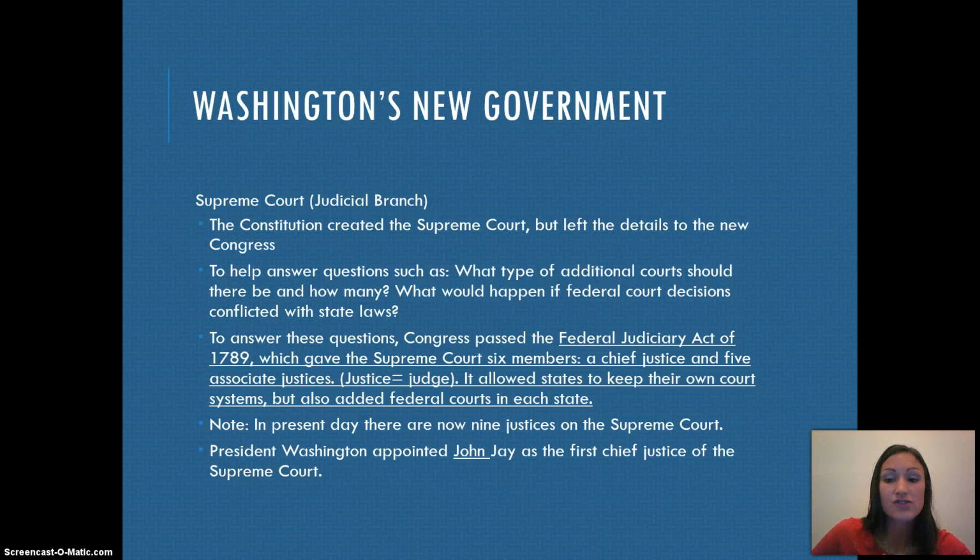You have a Chief Justice, and a justice is a judge, and 5 Associate Justices, or judges. It allowed states to keep their own court system, but also added federal courts in each state. And we still have this today. Just to note, today we have 9 justices on the Supreme Court, but back then it was 6. President Washington appointed John Jay as the first Chief Justice of the Supreme Court.